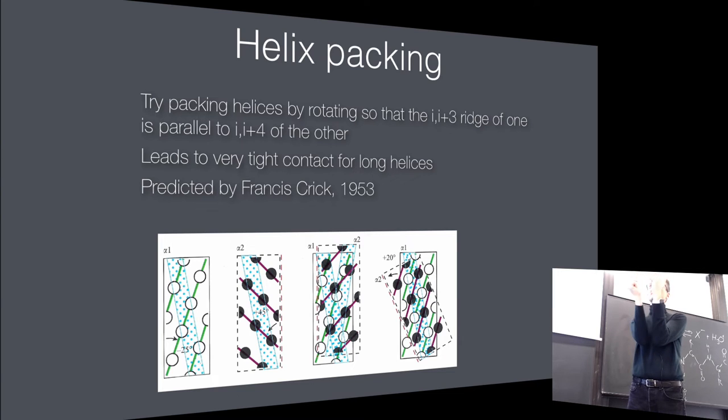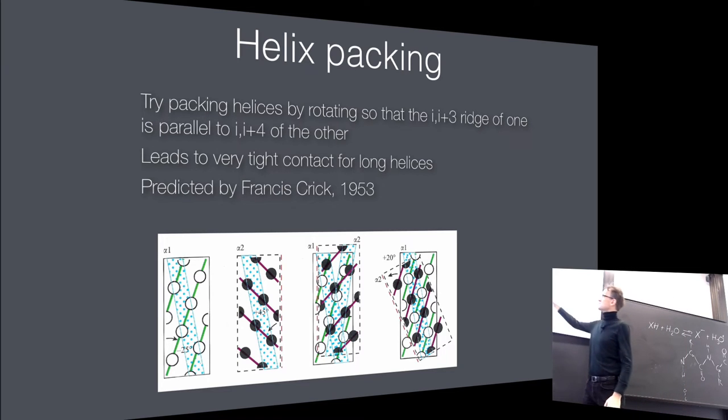But just as the beta sheets slightly turn relative to each other, if one helix is rotated slightly to the next helix, that is actually how we achieve packing. So it's not just that it's suboptimal, this is optimal. Having them perfectly parallel would not be optimal.